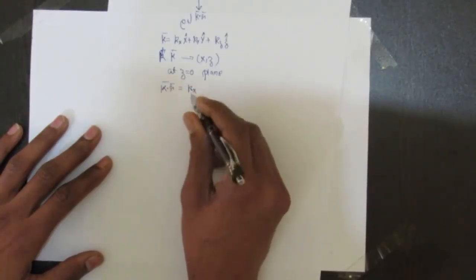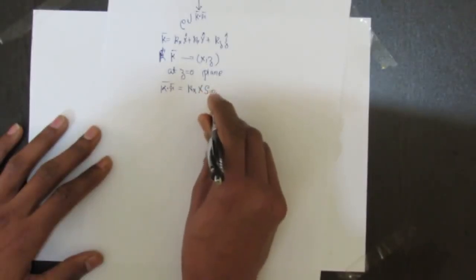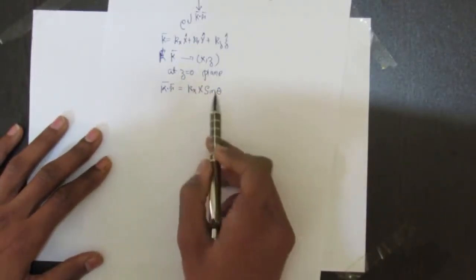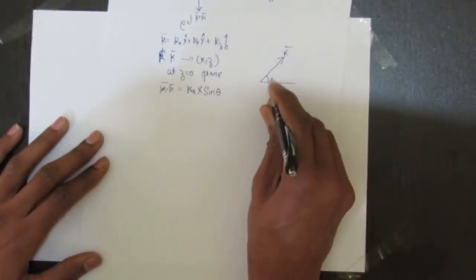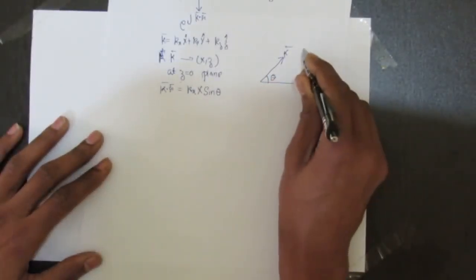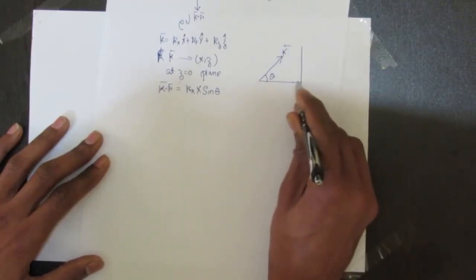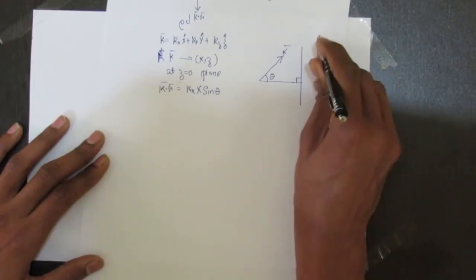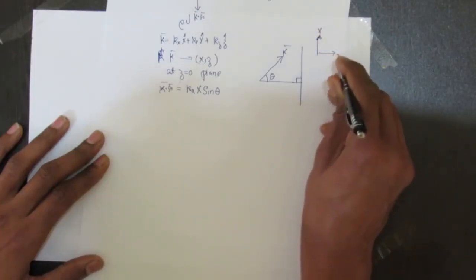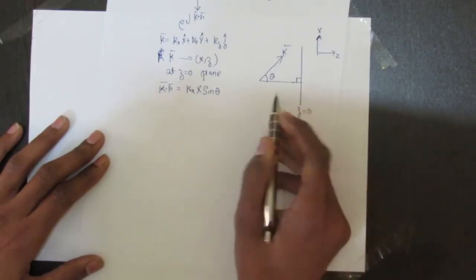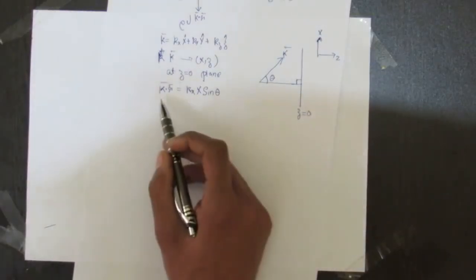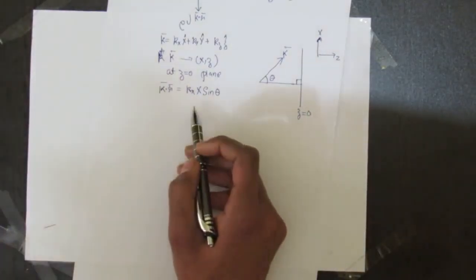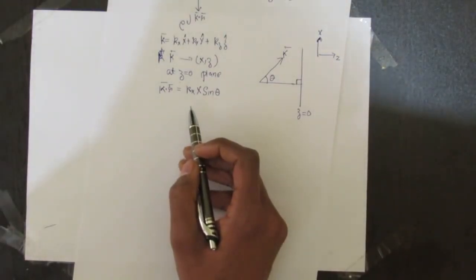It will become kx x sine of theta, because it is K dot R. Now what is that theta? Theta is actually the angle between the K vector and this direction. If this is your plane of observation, then this is normal to the plane of observation, and this is your x direction and this is your z direction, because this is z is equal to 0. So theta is the angle between the k vector and the normal to the surface, so the k dot r will simply become kx x sine of theta, right?